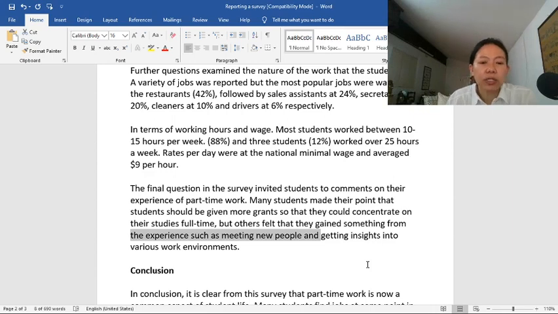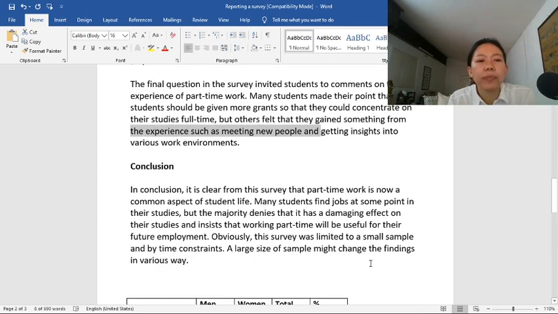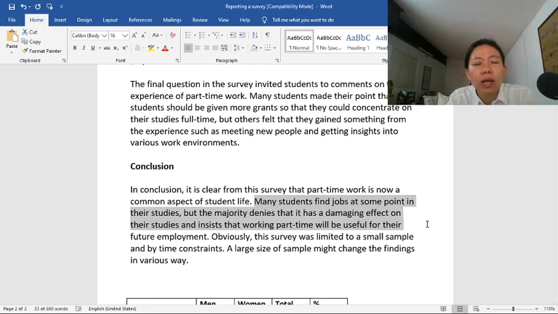And then in conclusion, the first sentence is: it is clear from the survey that part-time work is now a common aspect of student life. So this statement shows that it's quite common for students to work part-time during their time in the university. And then it shows the finding that the majority of students say that it doesn't have any damaging effect on their study, and some of them insist that working part-time will be useful for their future.